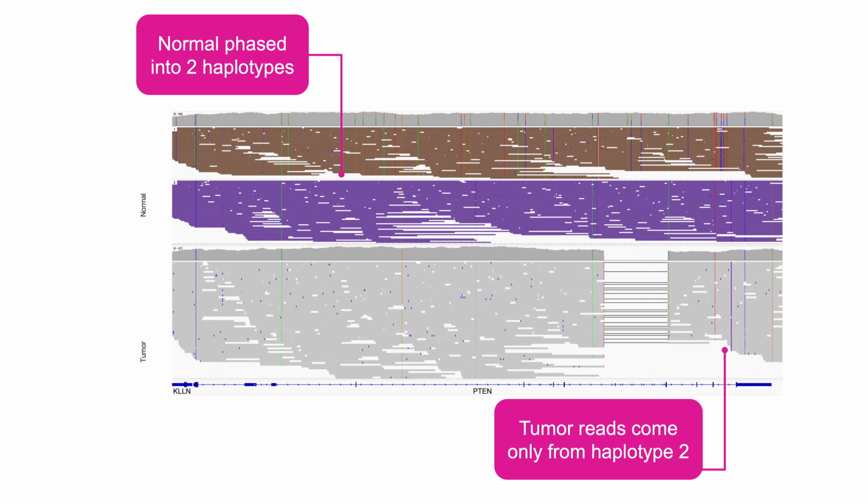Let's look at this PTEN example. In normal tissue, you can see both haplotypes clearly. But in the tumor, one haplotype is completely gone. That's loss of heterozygosity. Without phasing, this would just look like lower coverage. But with phasing, you can see that an entire copy of a tumor suppressor gene has been deleted.